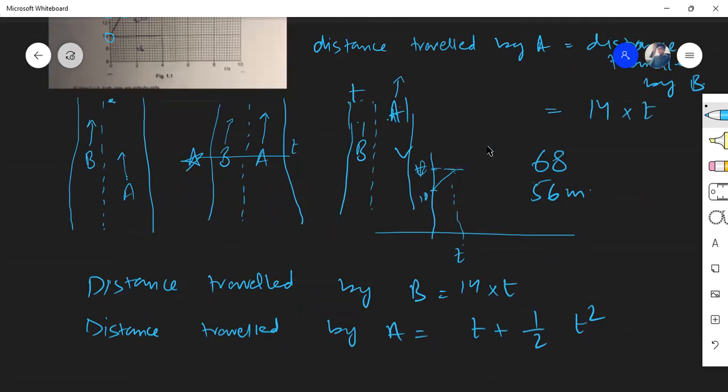And distance traveled by A is simply s equals ut plus half at squared. Now I know I haven't taught you this formula, but it's something you already know. Is that correct? See that equation. So u is the initial velocity and a is the acceleration.